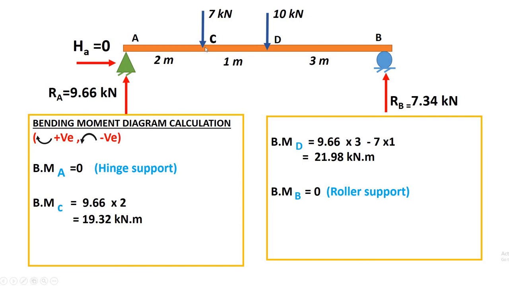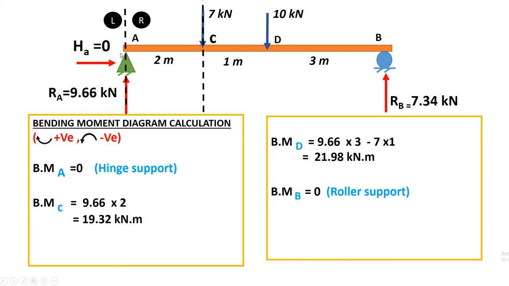Now at C point, take a section and consider the left part of the section, meaning the AC part. Remember one thing: where you are taking the section, that is your reference section. From this reference section, either you can consider the left part or you can consider the right part.